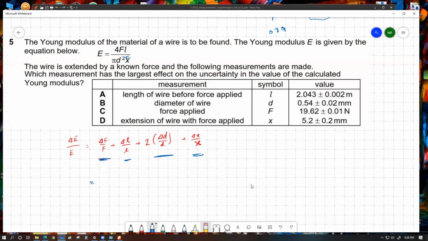So delta f by f is going to be how much? 0.01 divided by 19.62. Delta L by L is going to be how much? 0.002 divided by 2.043. আচ্ছা একটু আমি লিখে নেই একটু। 0.02 divided by 0.54 plus 0.2 divided by 5.2.